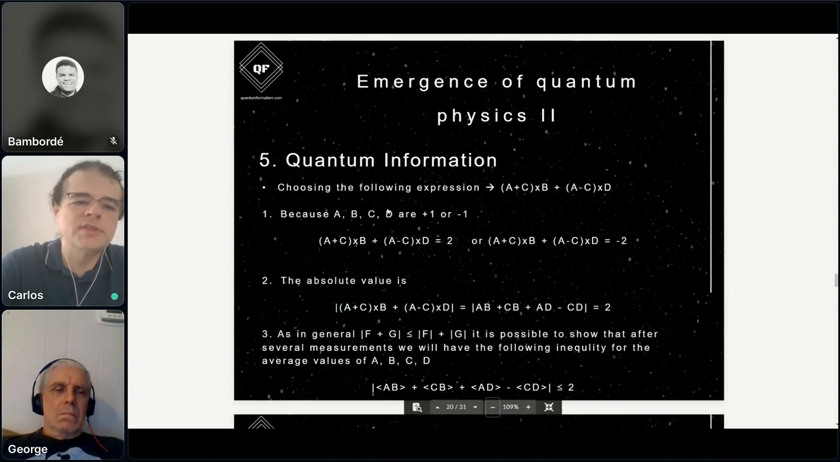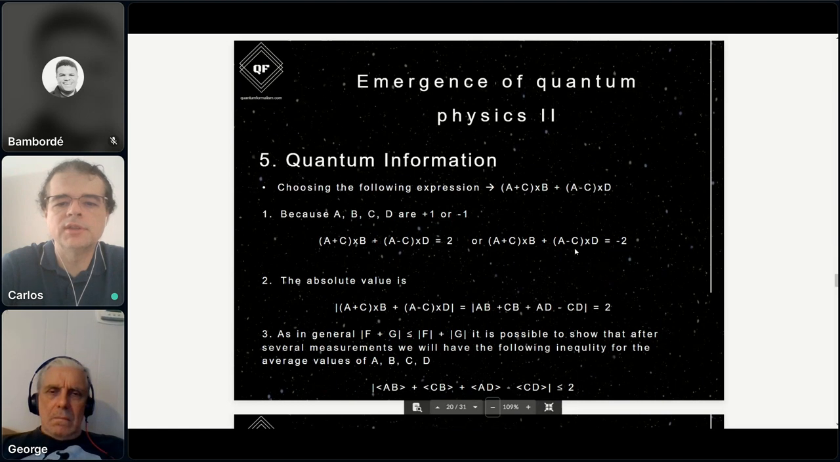Because A, B, C, and D are plus one or minus one, like Einstein believed, this term here will be two or minus two, right? If both have the same sign, this term here will be two. And depending on the sign of B, it could be plus or minus, and this will be zero, because they have the same sign. If A and C have opposite signs, this will be zero, and this will be two or minus two, and depending on the sign of D, you can have in the end two or minus two. So the absolute value, to simplify, will always be two.